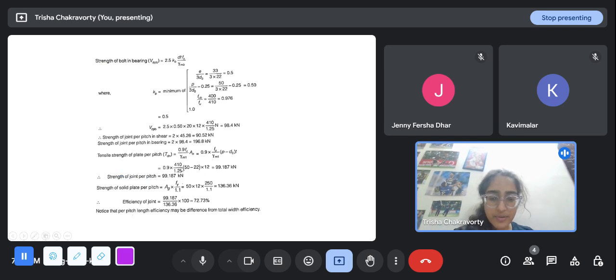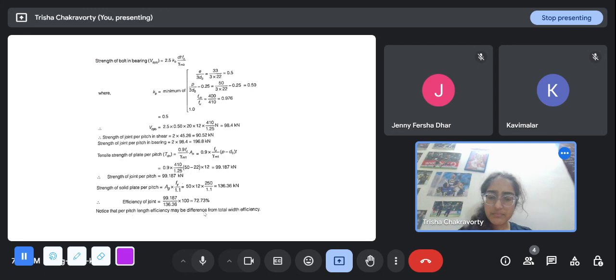So the strength of the joint per pitch is this, and for the strength of the solid plate per pitch, you don't have to subtract the bolt diameter, though this is not really relevant here, because this strength will always be higher than the actual tensile strength of the net cross-sectional area, and that is what we need to consider. The efficiency of the joint is the tensile strength of the plate per pitch divided by the strength of the solid plate, assuming there was no bolt hole. And the per pitch length efficiency will be different from the total width efficiency.